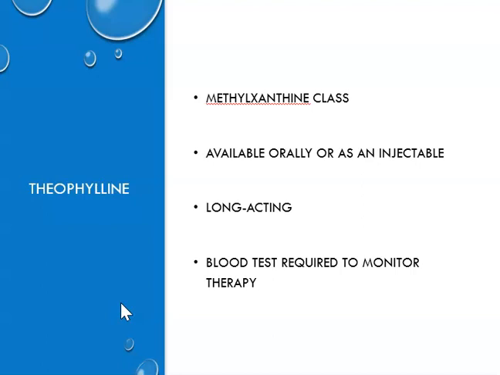You should have blood tests done while you're on this medication because there are toxic levels, and you don't want the serum level to get above 20 with this medication, and really they should be avoiding caffeine.